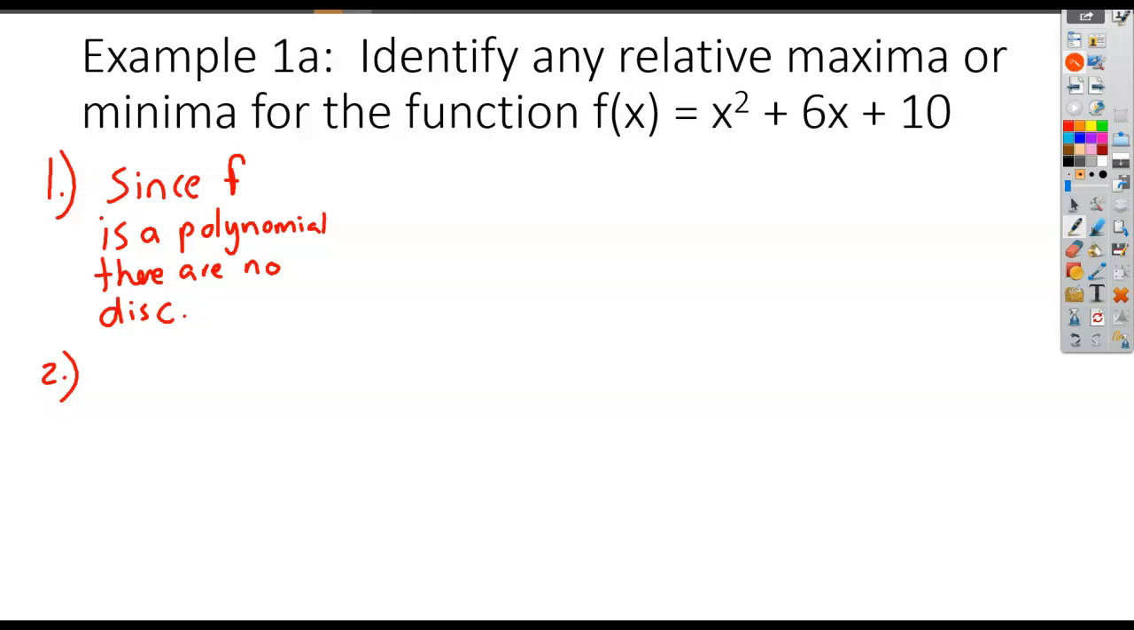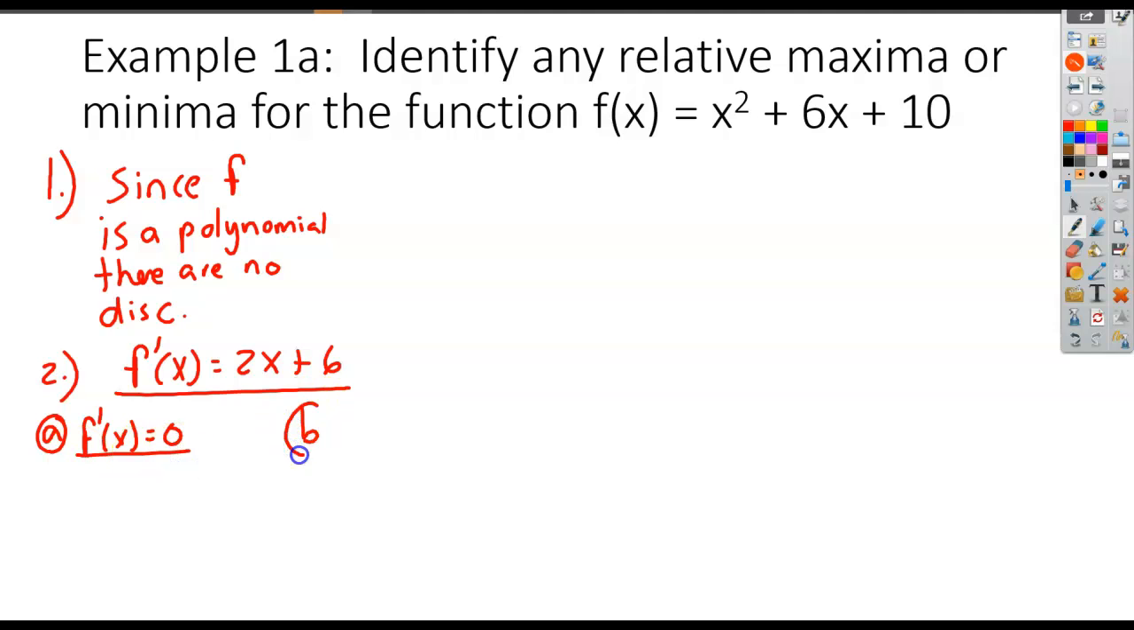All right. The next step is to find the places where f prime equals 0 and where f prime is undefined. So first of all, we need to find f prime. F prime is 2x plus 6. Now we're going to do two things with that. I'm going to find where f prime equals 0. And I also want to find where f prime is undefined.